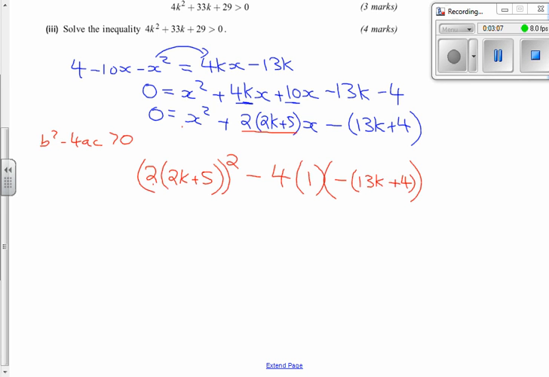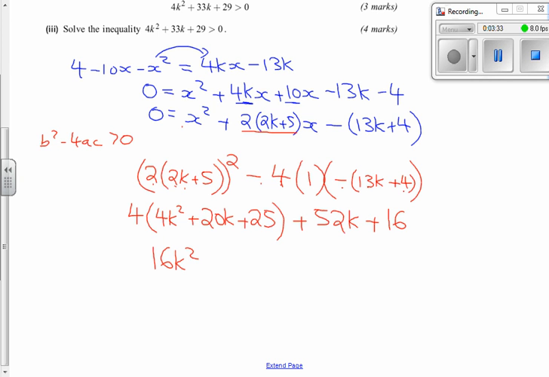Squaring this, well, 2 squared is 4, and squaring that gives us 4k squareds. 2 times 5 is 10, and double it, we've got 20k's, and we've got 25 there. Minus times minus, we're going to be adding 4 times 13 is 52k, and 4 times 4 is 16. And one more line then, what we got? We got 16k squareds, we've got 80, 132k's, we've got 100 here, 116.